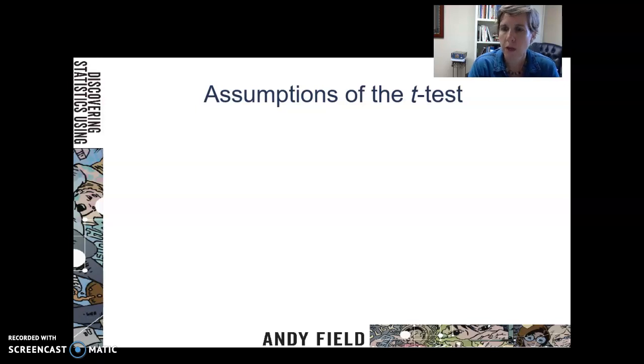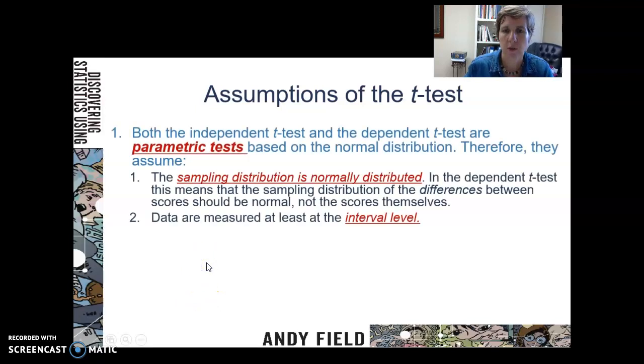Okay, so when we do a t-test, there's a couple of assumptions of these t-tests. I'm going to walk through these just so you have an idea of what we're talking about. So when we are looking at these assumptions of a t-test, for both the independent and the dependent t-tests, they are parametric tests, okay? And they are based on a normal distribution.